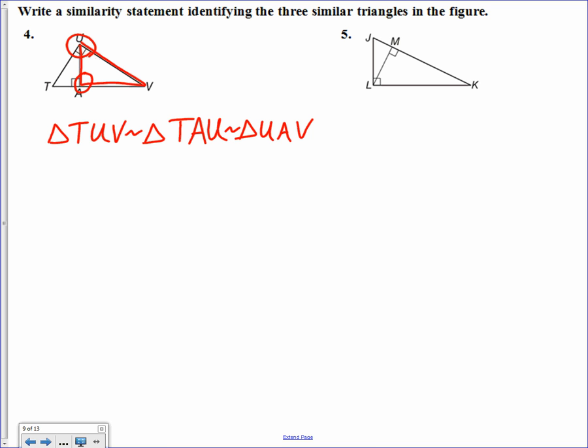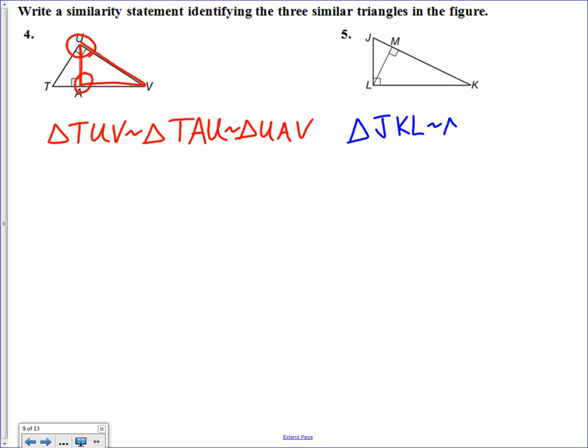Again, I want you to pause the video. If you need to go back and rewatch that, do it. Pause the video until you think that you have the 3 similar triangles for number 5. Once you have them, press unpause, and you will again see me work them out. So hopefully you actually did pause it and worked it out on your own. Again, I would start with the large triangle, triangle JKL.